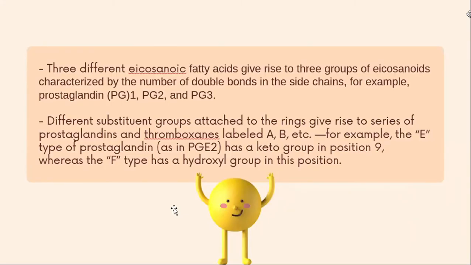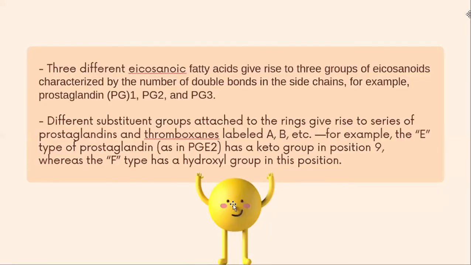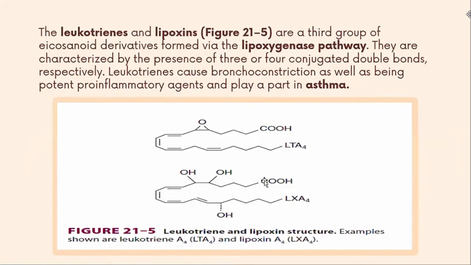Three different eicosanoic fatty acids give rise to three groups of eicosanoids characterized by the number of double bonds in the side chains, examples of which are prostaglandin 1, 2, and 3. The different substituent groups attached to the rings give rise to series of prostaglandins and thromboxanes, which are labeled A and B. For example, the E type of prostaglandin has a keto group in position 9, whereas the F type has a hydroxyl group in this position.